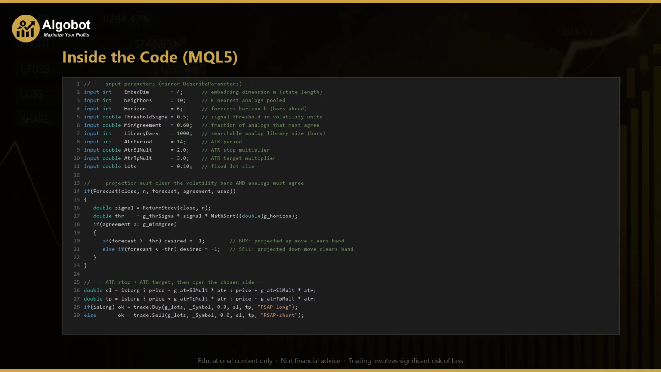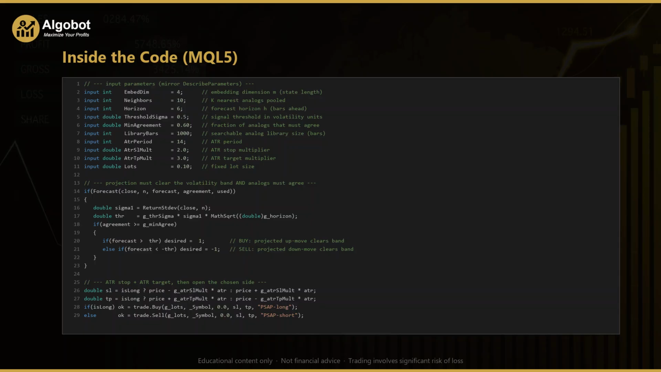Embed dimension sets how many recent returns make up the state vector, defaulting to 4. Neighbors is the number of analogs pooled, 10 by default. Horizon is how many bars ahead we forecast, and ThresholdSigma sets how far the projection must clear before we act. Min agreement, at 60%, is the fraction of analogs that must share the same direction. Then come the library size, the ATR period, the stop and target multipliers, and the fixed lot size.